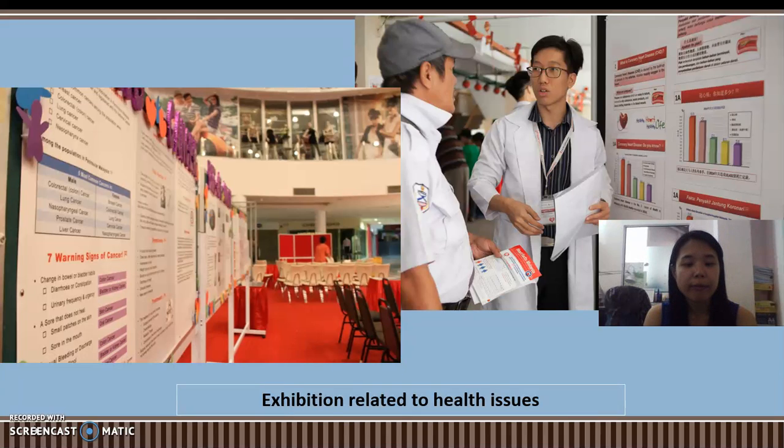Other than that, we also have an exhibition related to a health issue, just like what I mentioned just now. Every year we will have a theme. So the exhibition will be related to the theme, where our students can explain to the public the information or knowledge related to the health issue. Usually our students will present their posters and the latest information available, and the national standards set by the Ministry of Health of Malaysia, so that the public will get the correct information from us.